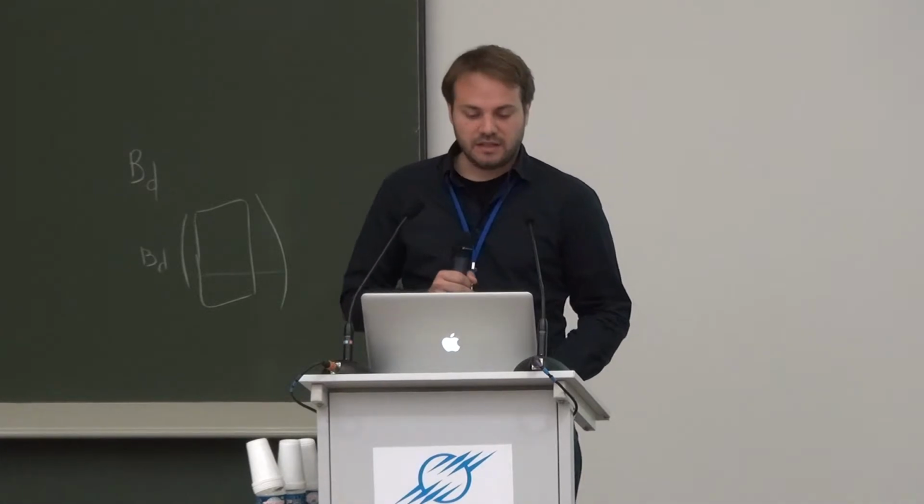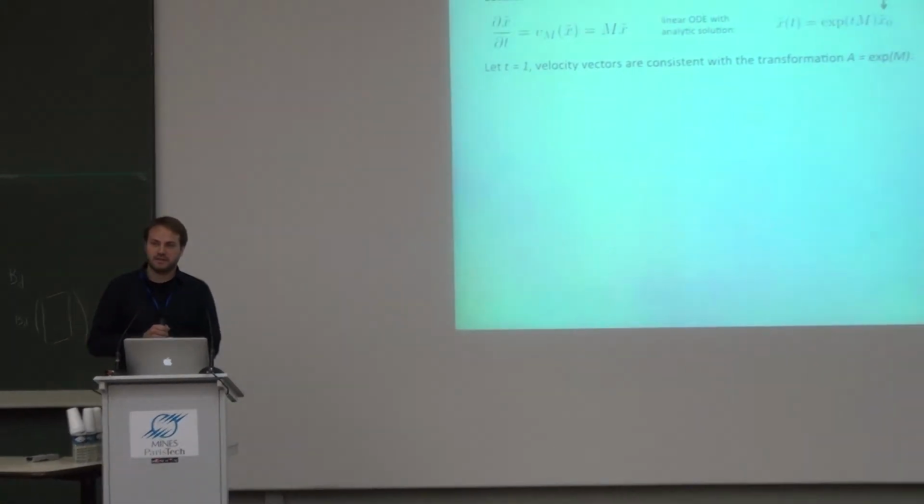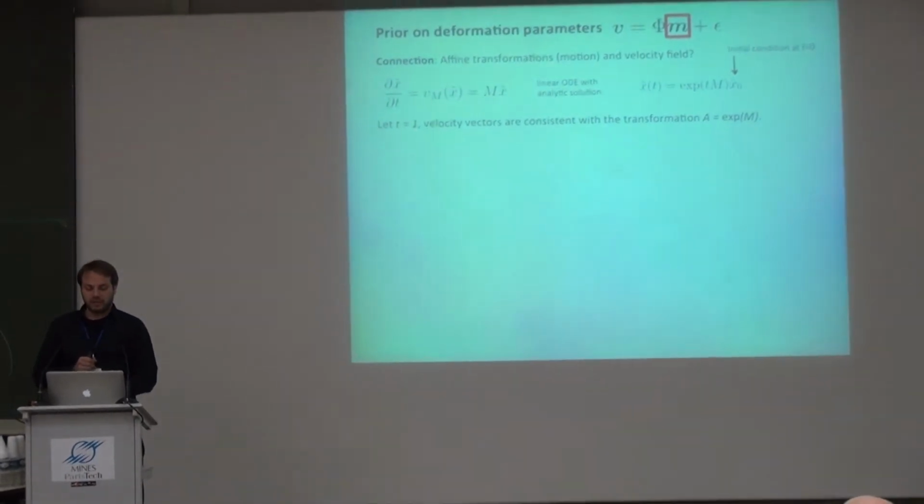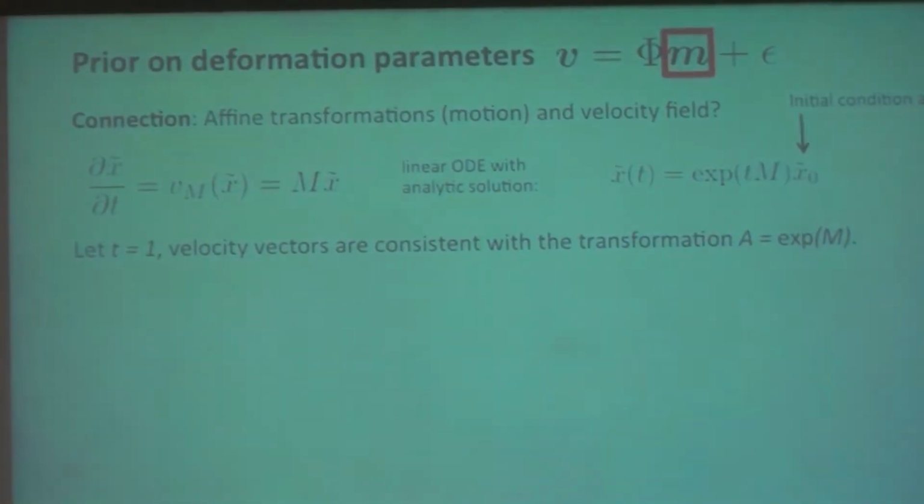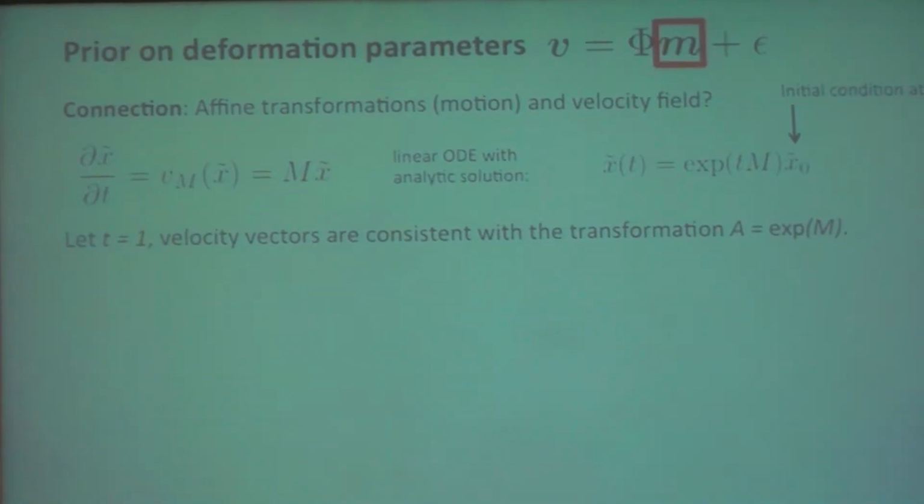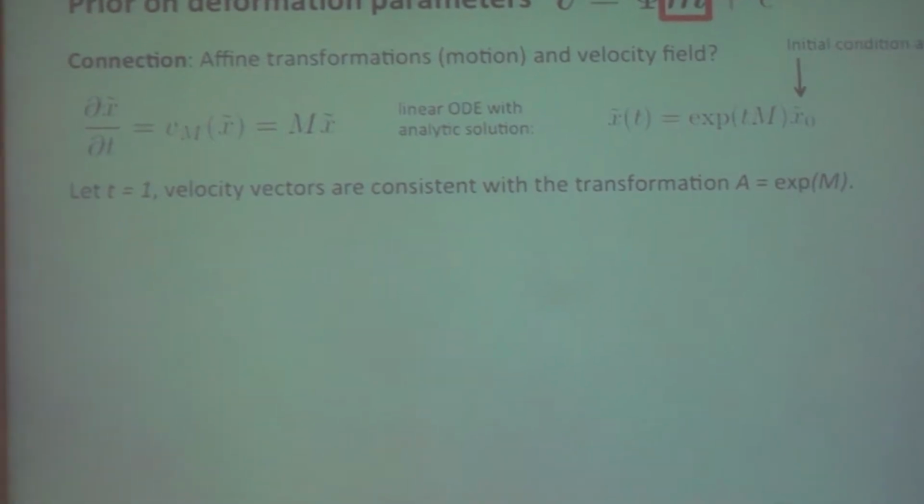In this case, since we model the deformation with stationary velocity fields, there's a relation between affine transformations and stationary velocity fields that is given through the ordinary differential equation that you see here. And we can compute a diffeomorphic deformation from an arbitrary matrix M through the matrix exponential that you see here. And this gives us final deformations between a template and a patient.